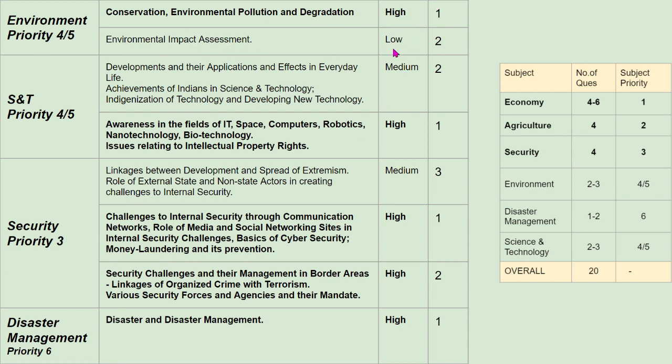EIA is of low weightage. If EIA is in news, then only the question arises. For instance, the draft EIA, which was in news last year. And apart from it, for SNT, it is the awareness portion with respect to IT, space, computers, robotics, nanotechnology, biotechnology. This topic forms a higher weightage compared to the first part, which is application in everyday life, achievements of Indians and indigenization. So try to prioritize based on this.